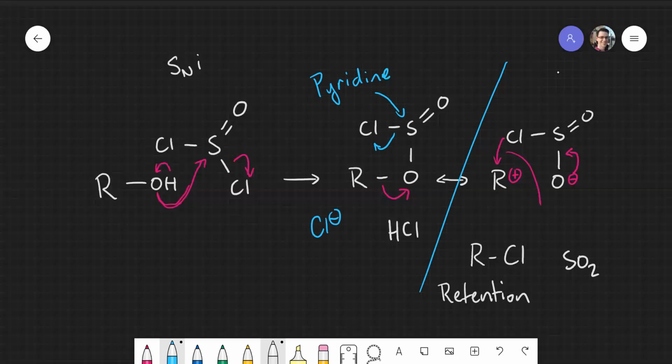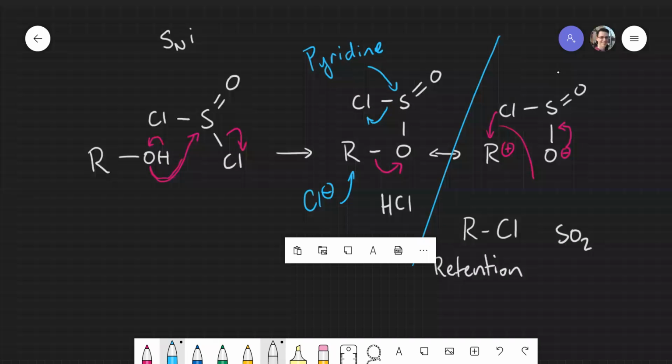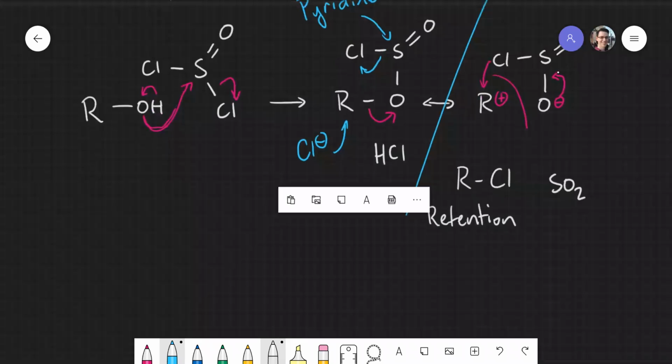And when pyridine kicks off the Cl minus, it is actually able to attack that R from the backside and give you a product that has inverted stereochemistry, as we learned that SN2 reactions do. Okay, and the pyridine also stabilizes that whole leaving group, allowing for this reaction to occur more easily. Okay, so just a quick summary.